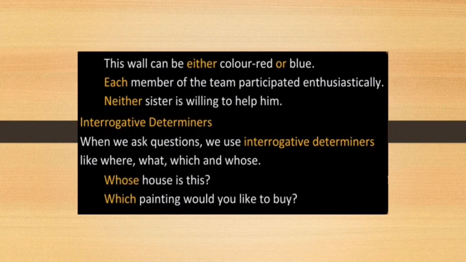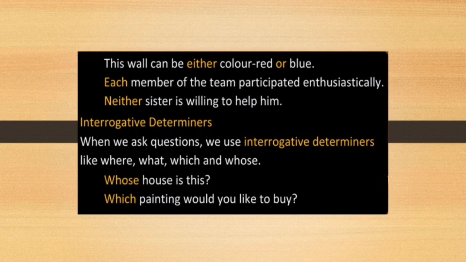Neither sister is willing to help him. Neither means none of the all. ठीक है, कोई भी नहीं. Okay, कोई भी उनको help नहीं करा, कोई सी भी sister. So determiners of distribution show us the distribution. They may refer to a group or every individual. Okay, so this was our which type? Third type. Okay, now let's see the last type, interrogative determiners.